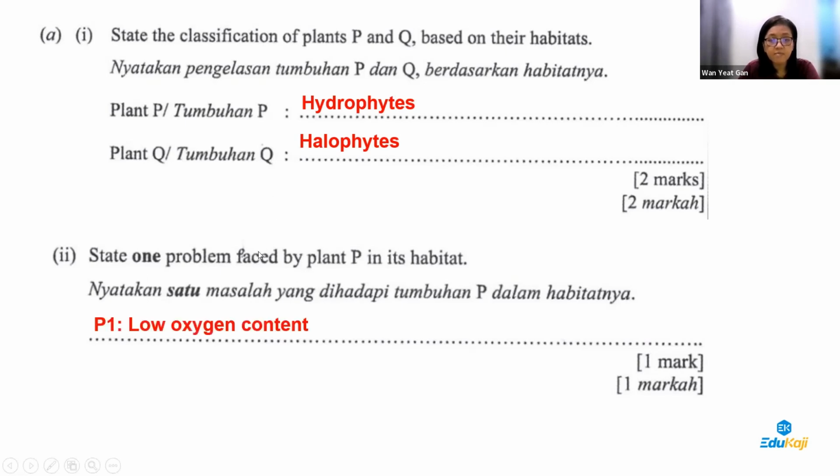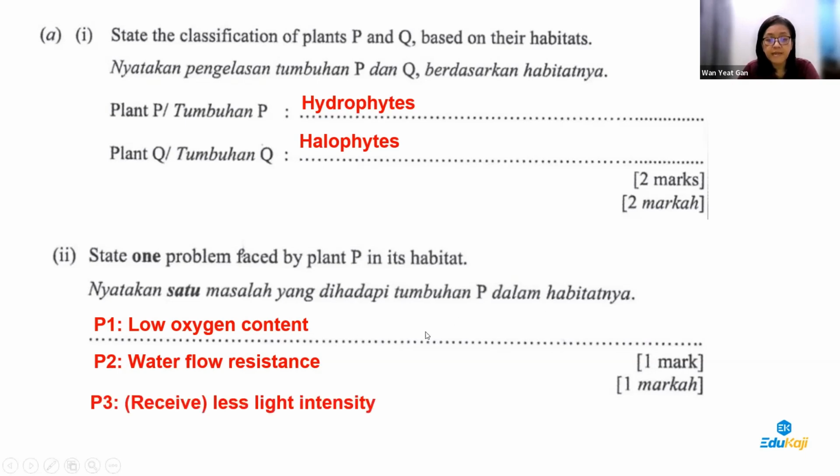Now, what is the problem? Living in the water means there is lower dissolved oxygen content, and they also have to put up with water resistance, meaning the water that flows creates a resistance to the plant. And the plant that lives in the water, a submerged plant, normally receives less light intensity. So any of these problems is accepted.